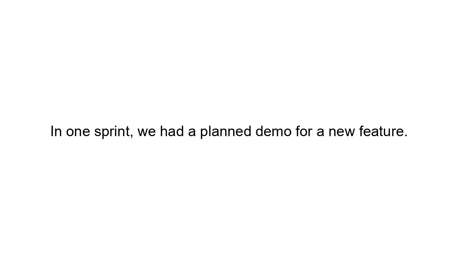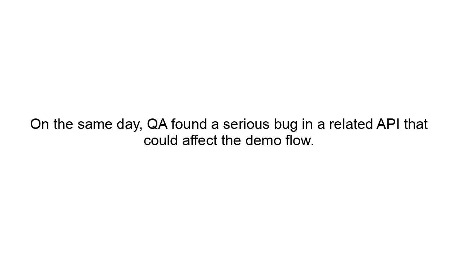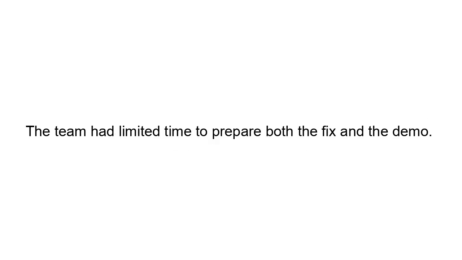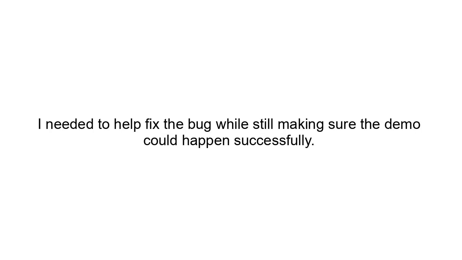Example 6. Urgent bug fix and planned demo situation. In one sprint, we had a planned demo for a new feature. On the same day, QA found a serious bug in a related API that could affect the demo flow. The team had limited time to prepare both the fix and the demo. Task: I needed to help fix the bug while still making sure the demo could happen successfully.